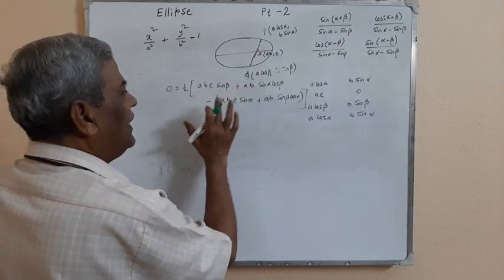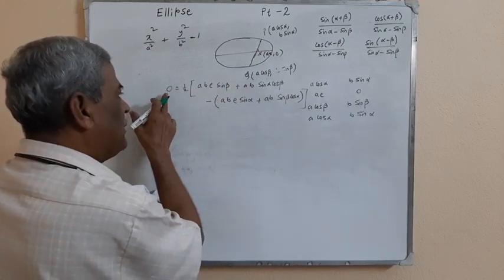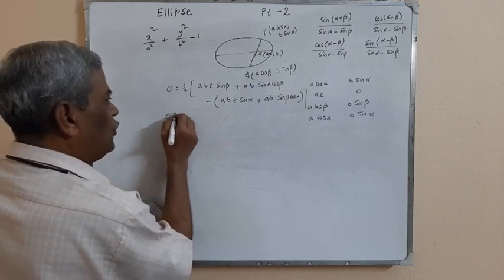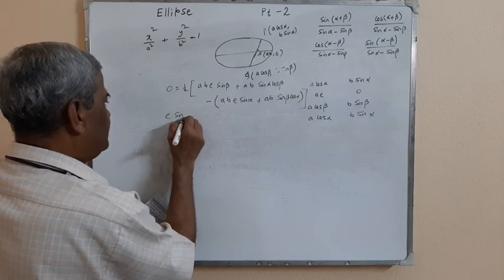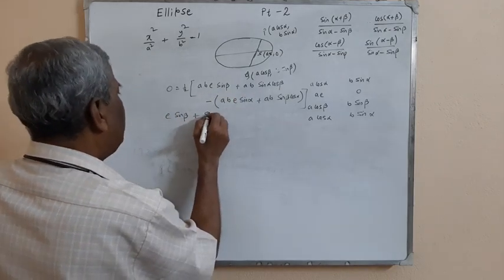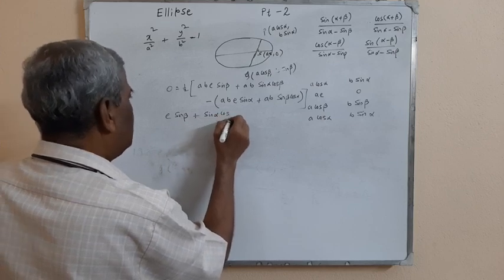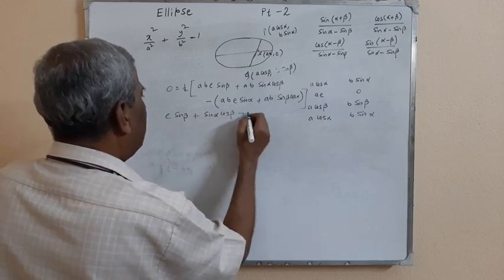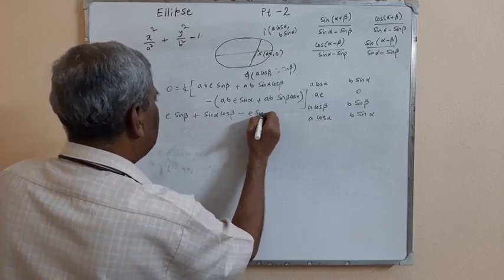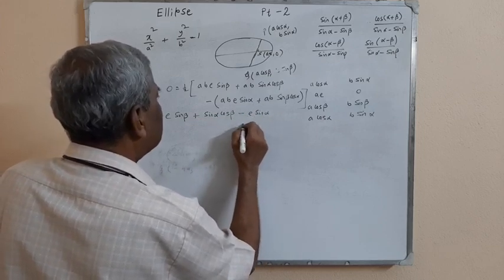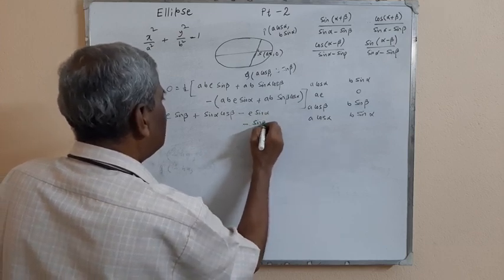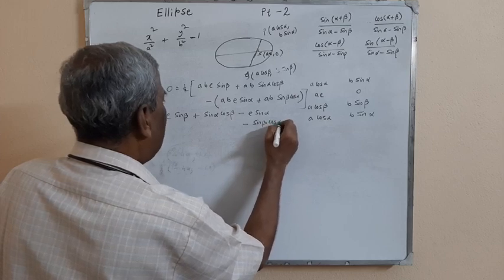AB can be taken common and can be cancelled with 0. So the thing left is E into sin beta plus sin alpha cos beta minus A minus E sin alpha minus sin beta cos alpha.